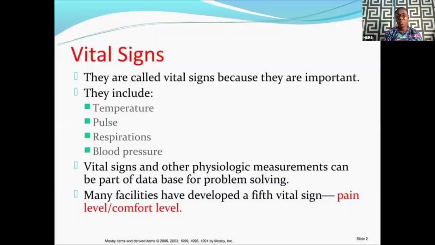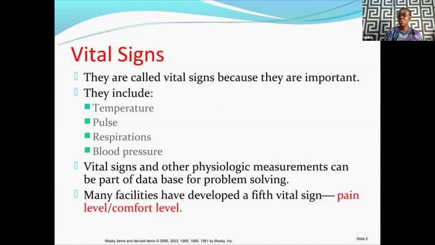So what are vital signs? They're called vital signs because they're important. They include 4 cardinal signs and 2 other signs that have been recently added. First is temperature, pulse, respiration, and blood pressure. And then there's pain monitoring, the pain scale, and arterial saturation of oxygen. And in some situations, you may be required to measure your patient's height and weight.